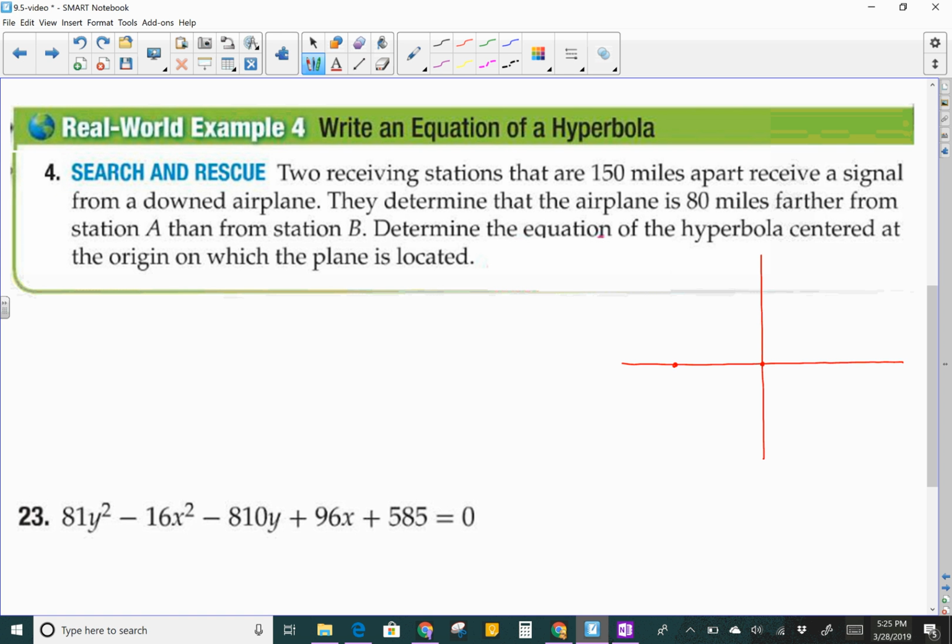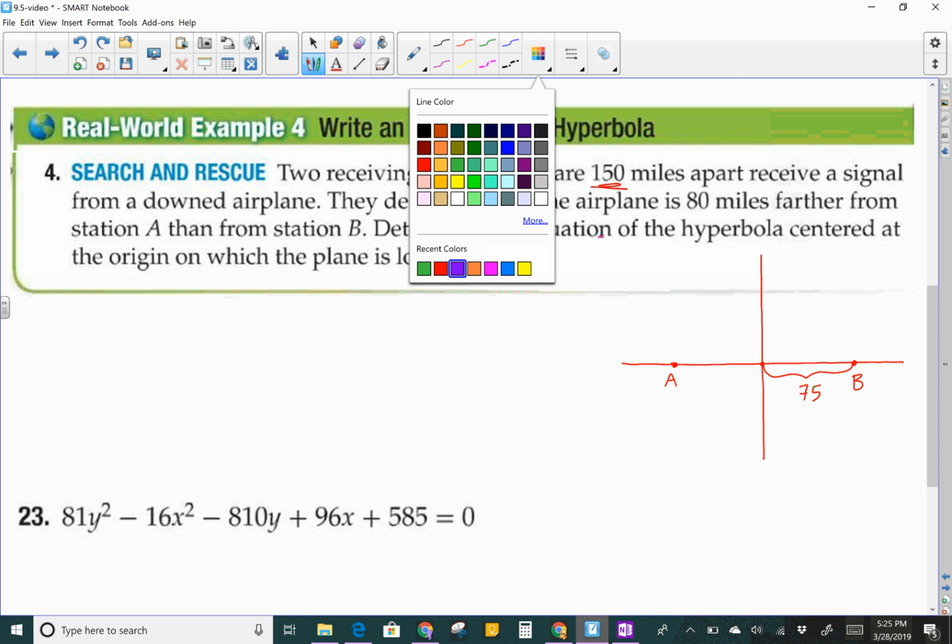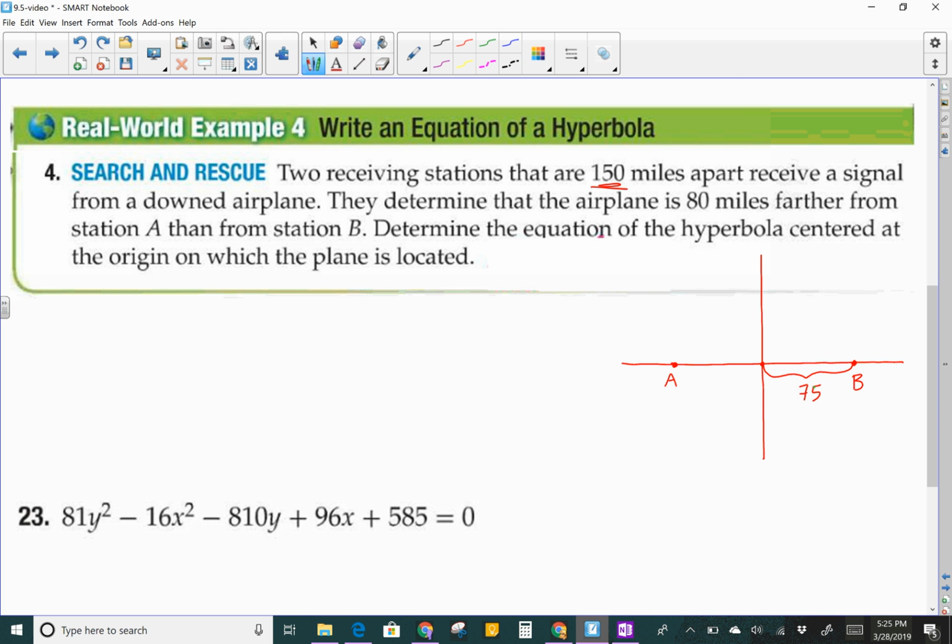So if I have a receiving station A and a receiving station B, they are the same distance apart, then this whole distance is 150, so that distance is 75 on both sides of my origin. Okay, and then I have some kind of plane out there, and I'm going to add another. So my plane is out here somewhere, and he is flying on a path that says, okay, they determine the airplane is 80 miles further from station A than station B.